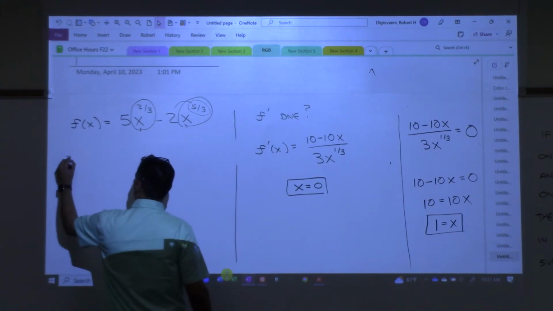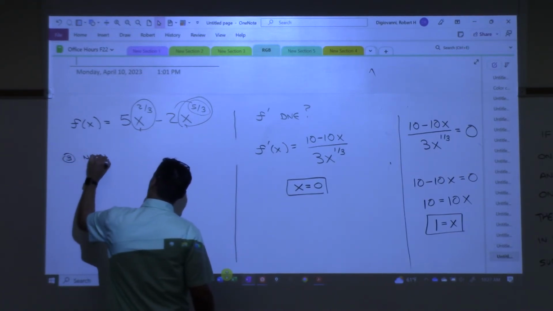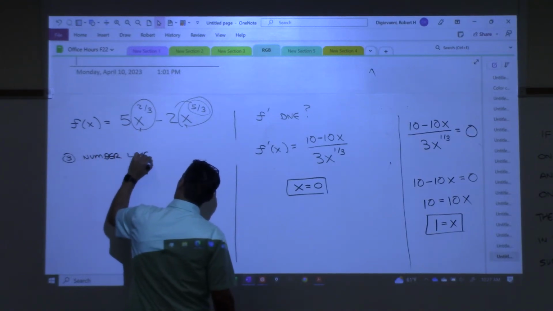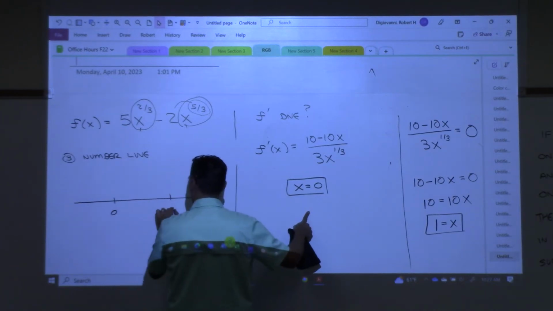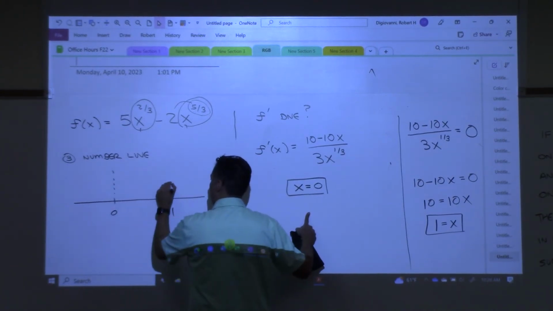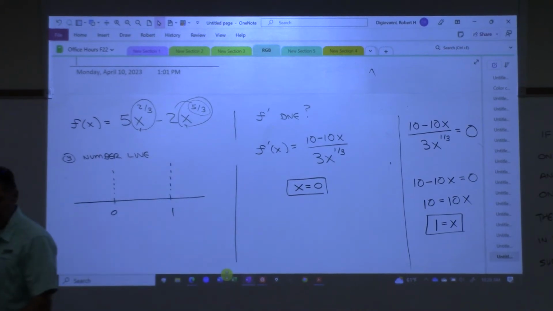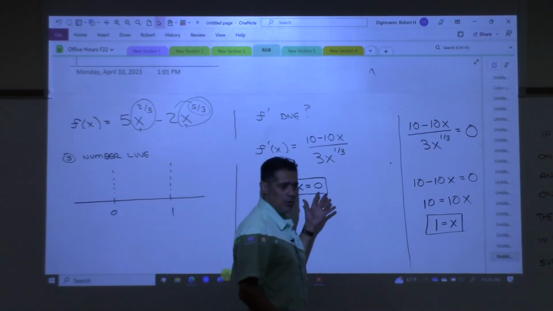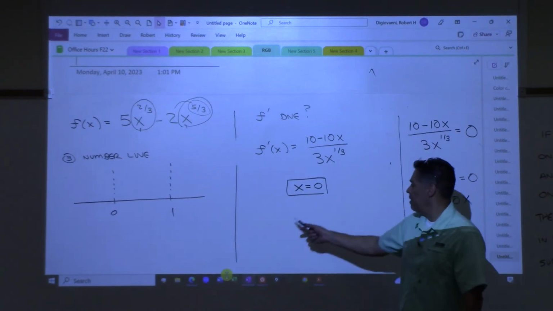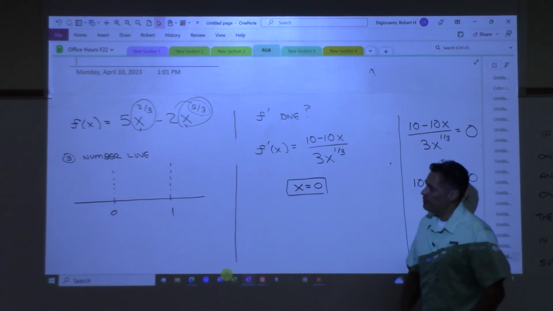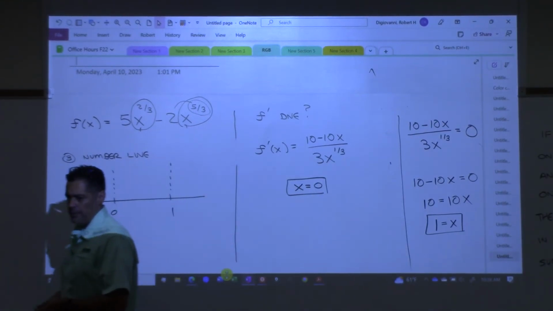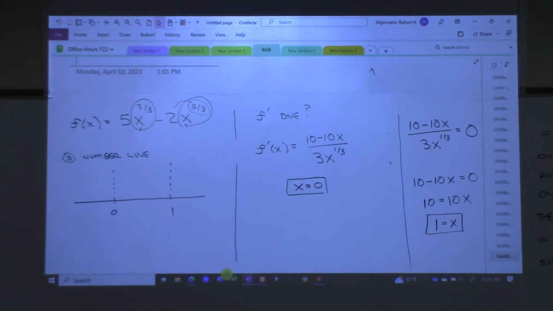Okay, third step, number line. Just make sure you get these in order. 0 first, 1 next. This has a natural partition of our number line into 3 regions. It won't always be 3, okay? It depends on how many answers you get here, how many critical numbers you have total, right? If you had 3 of these, you're going to have 4 regions. If you had 4 of these, you have 5 regions. If you have 1 of these, you have 2 regions. There's my number line. There's my regions.